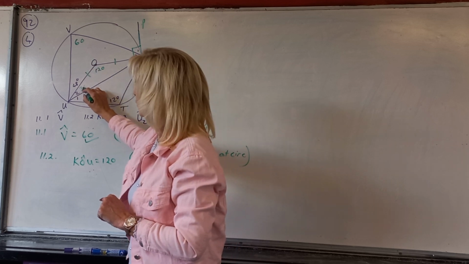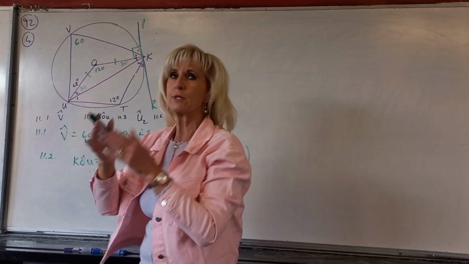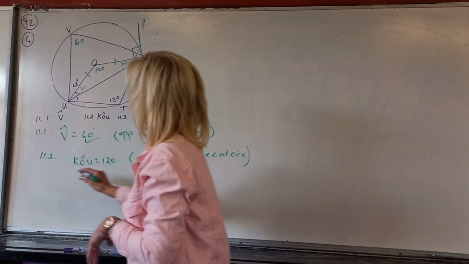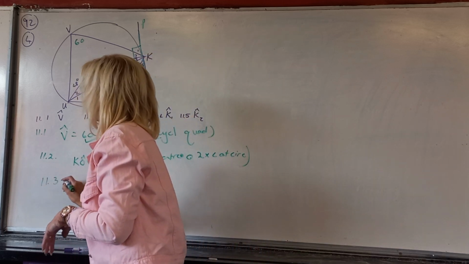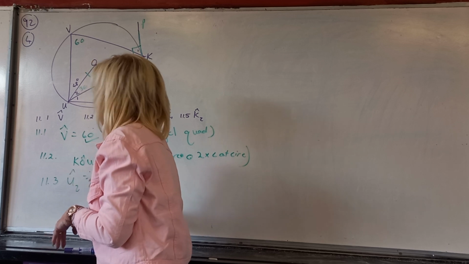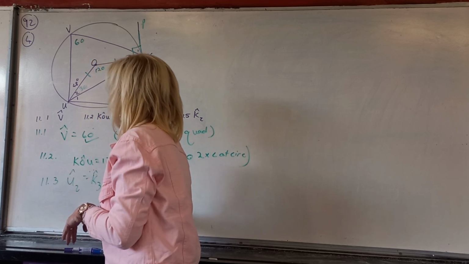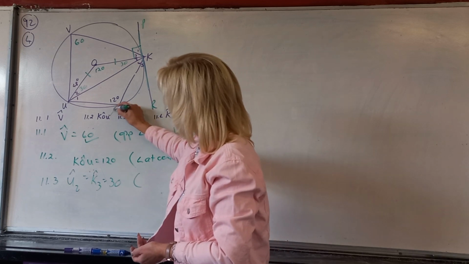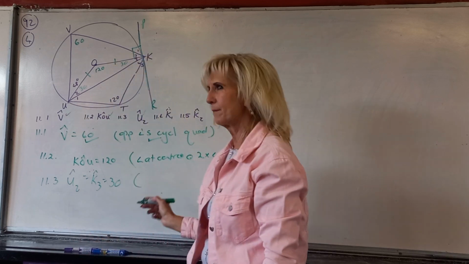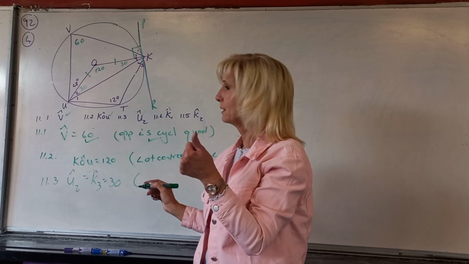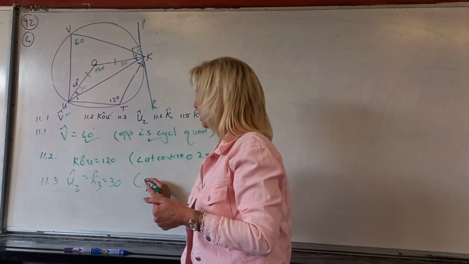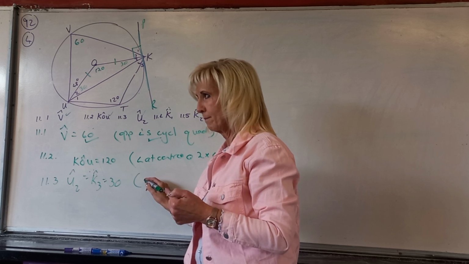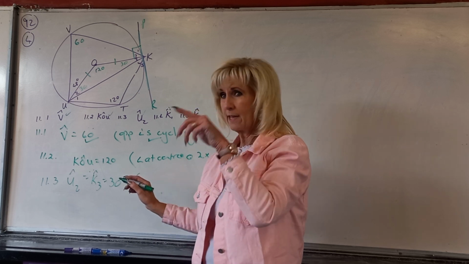Meaning the angles are equal because it's an isosceles triangle. So can I just say U2, and I can even say K3 is equal to 30, and my reason is what? So get that answer immediately. But what's my reason? Angles opposite equal sides. And interior angles of the triangle. And she also said radii.